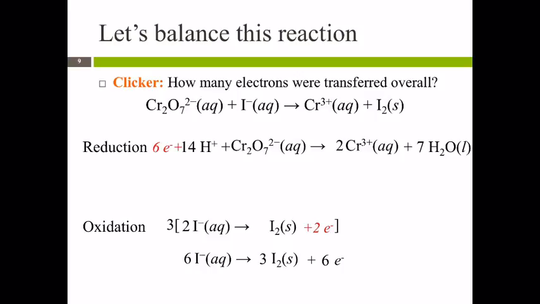So that means that we have 6 iodides reacting in order to form 3 iodine and releasing 6 electrons. So the answer to this question is that 6 electrons are released every time this reaction proceeds. Or transferred, I should say, not released. They are transferred overall. That means that the iodide loses them and the chromium gains them.